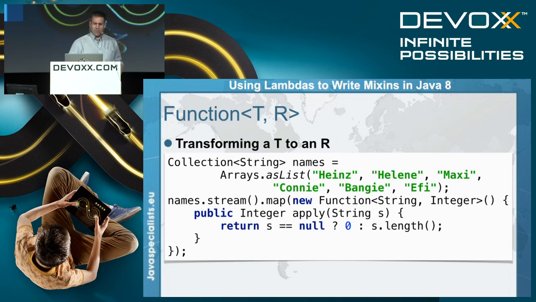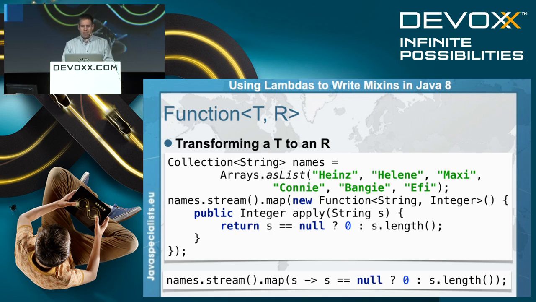Now you can see there's a lot of code there. It's public Integer apply, taking a string, and I return, if s is null, I return 0, otherwise I return the length of s. And of course, you could write it much simpler by saying names.stream.map and then s arrow s equals null, give back 0, otherwise give back s.length. These were all pretty easy to understand.